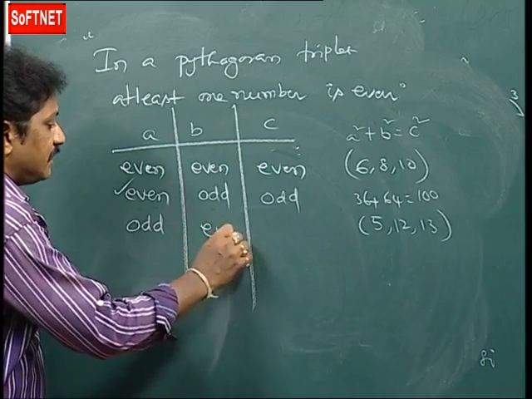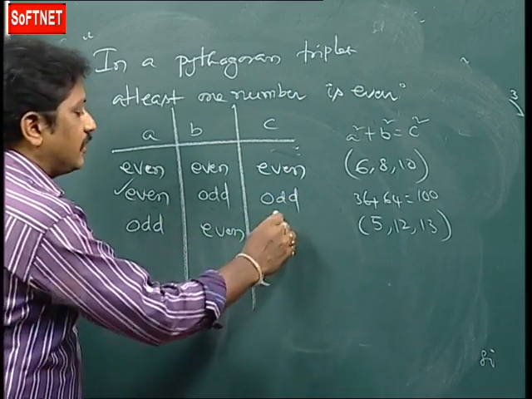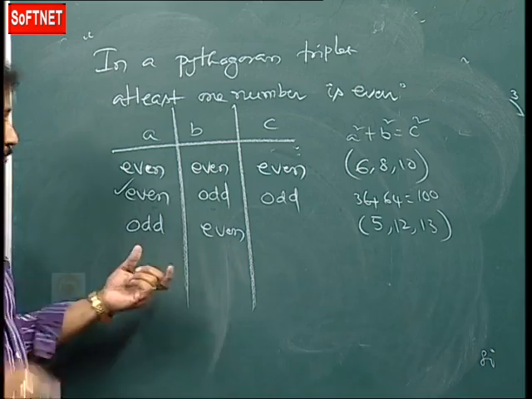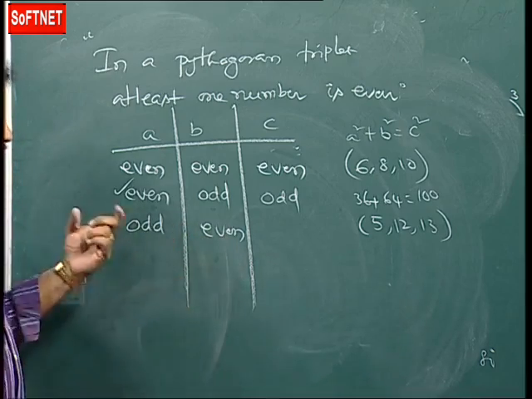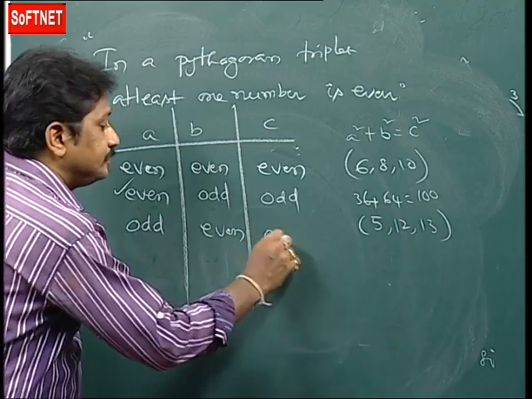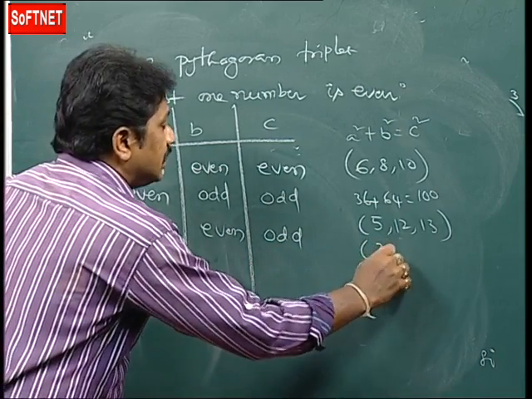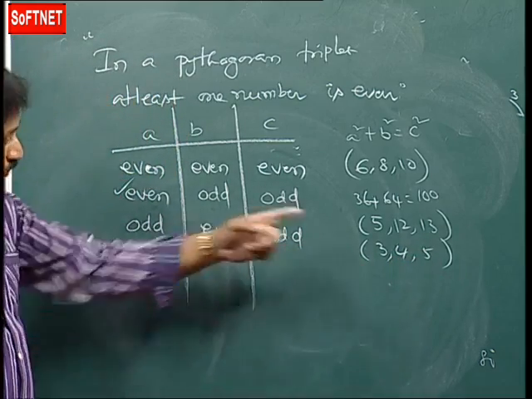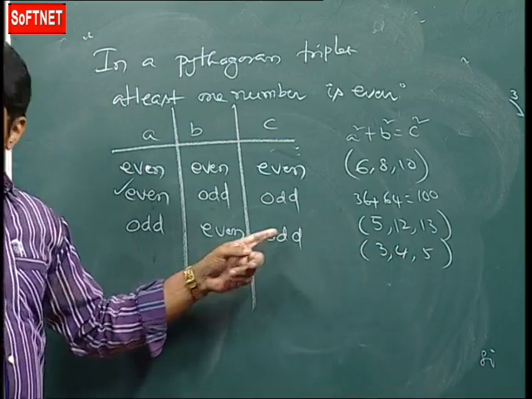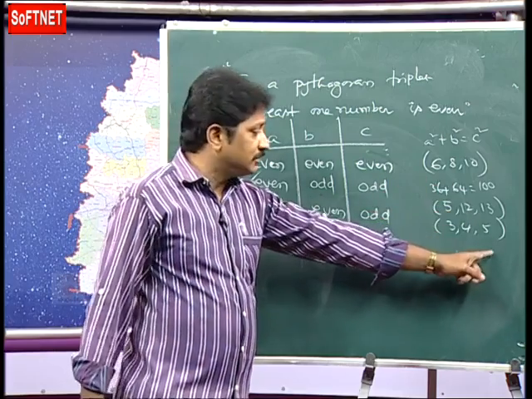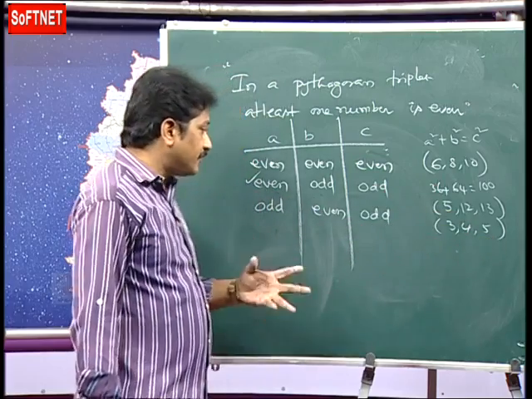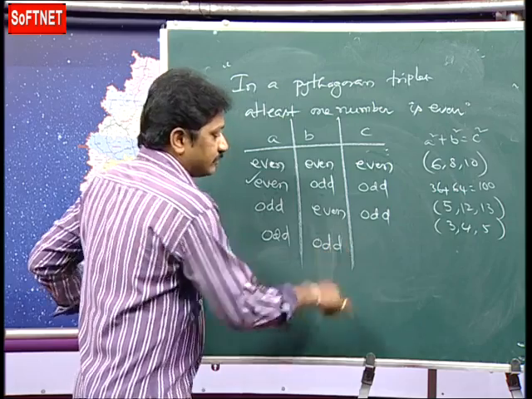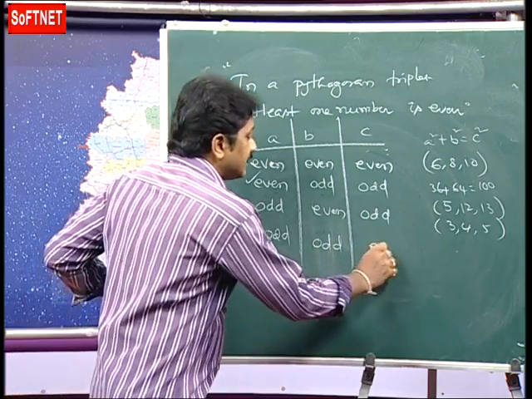Okay, next possibility: odd, even. What result will come? Odd square, odd number. Even square, even number. Odd plus even, odd number. Like 3, 4, 5: 3 is an odd number, 4 is an even number, then 3 square plus 4 square equals 5 square, and 5 is an odd number. Now coming to the last one: odd, odd, then you will get an even number.